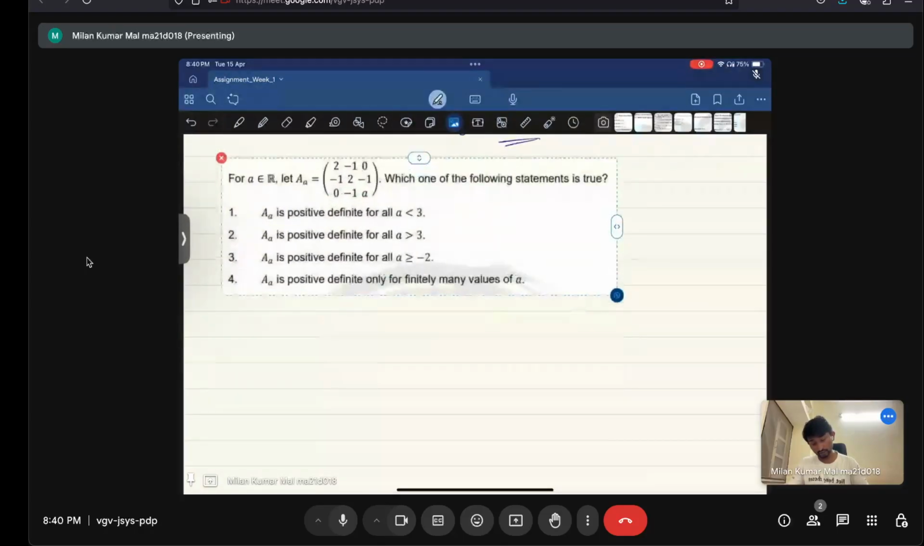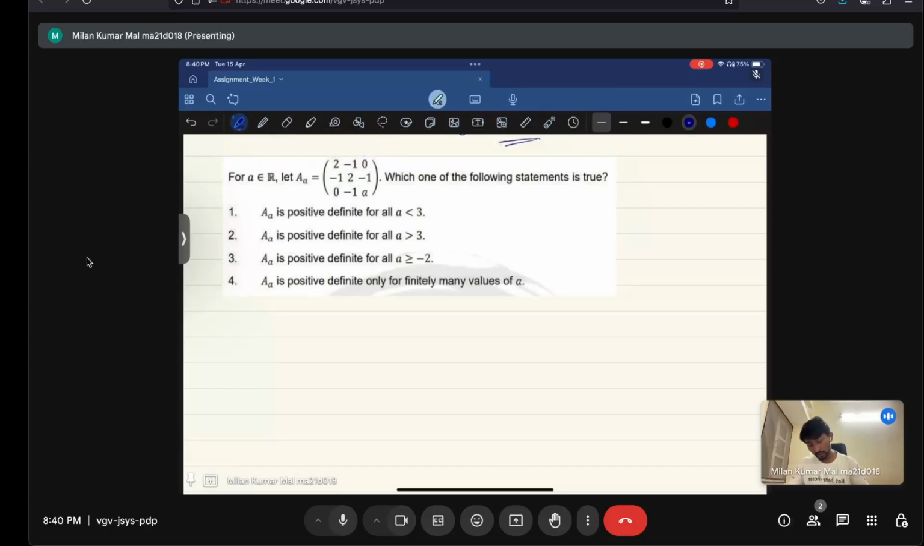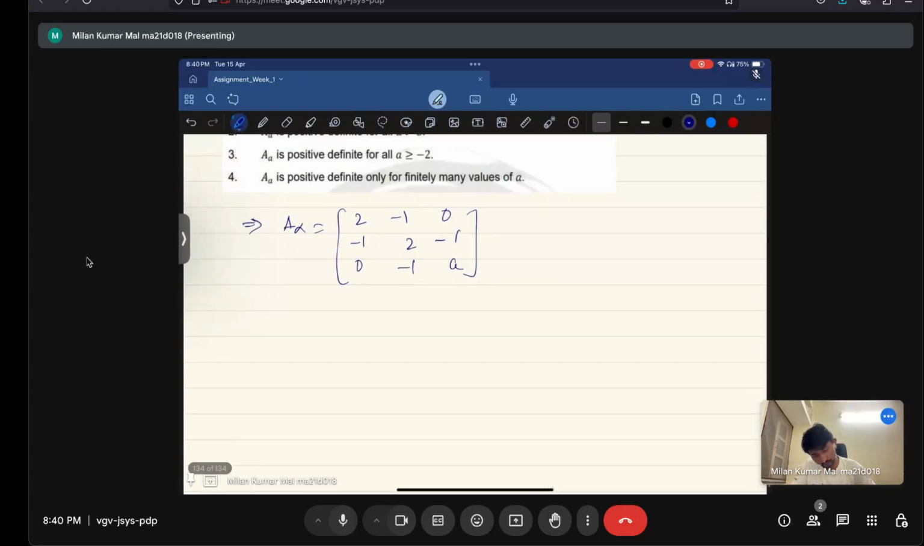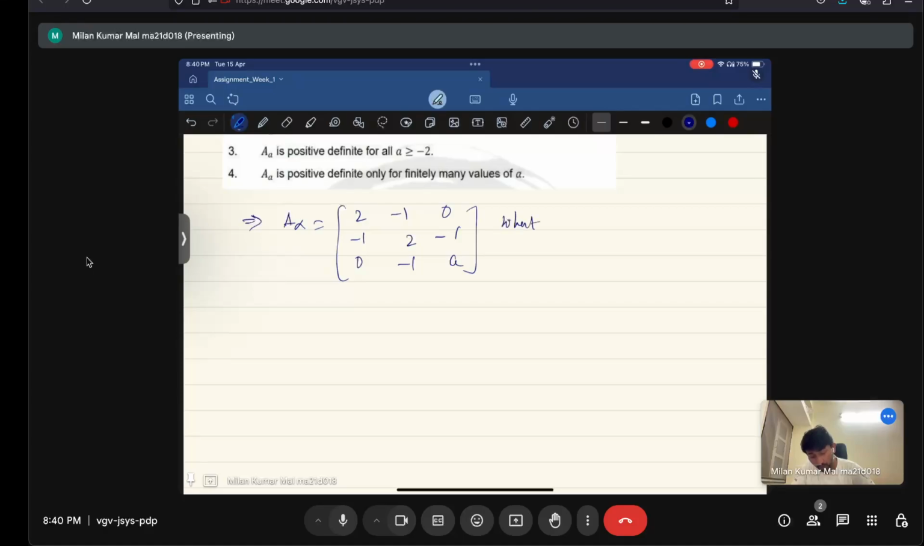Okay, so let's do two or three problems. This was the problem I wanted to do, so that's why I came all the way. So if I want to solve this one for alpha belongs to R, A alpha is given by 2, minus 1, 0; minus 1, 2, minus 1; 0, minus 1, alpha. This is the matrix. Which one of the following statements is true? A alpha is positive definite for all alpha less than 3, positive definite for all alpha greater than 3, positive definite for all alpha greater than or equal to minus 2, or positive definite only for many values of alpha. So what are the leading principal minors of A?